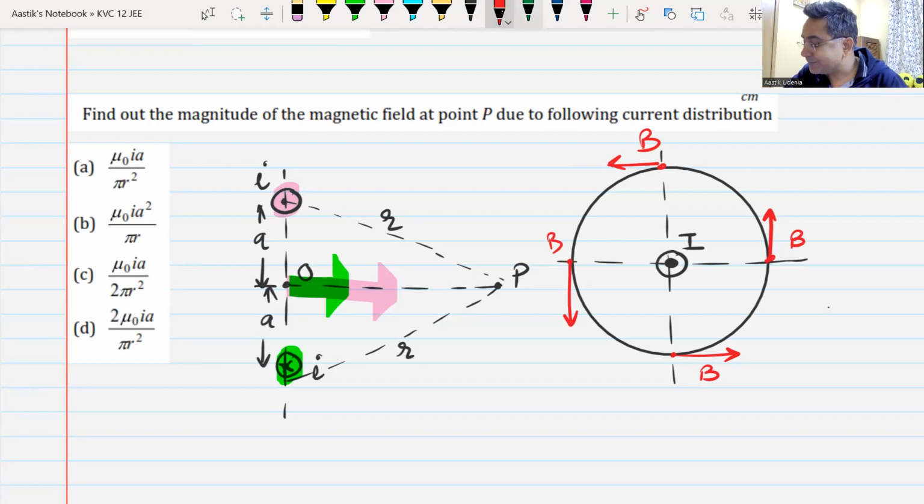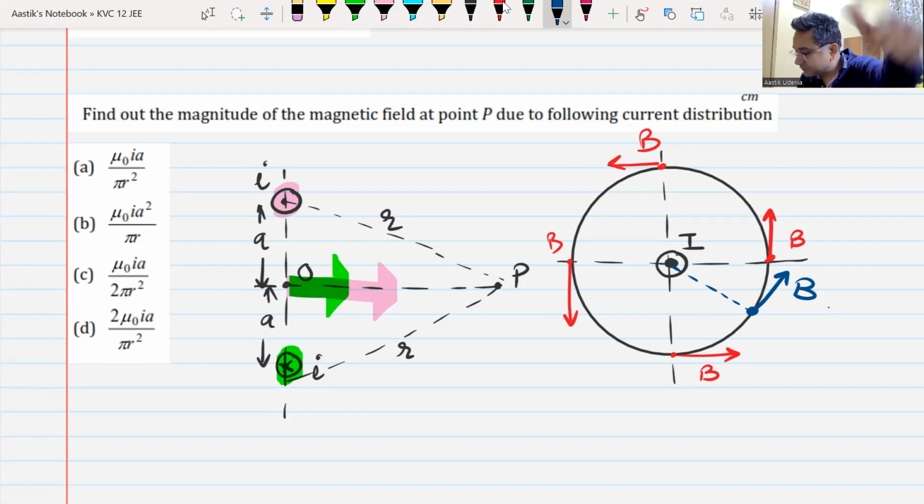The point is here, my dear friends. Where will the magnetic field go? It goes around in circles like this. Yes or no? Yes, sir.